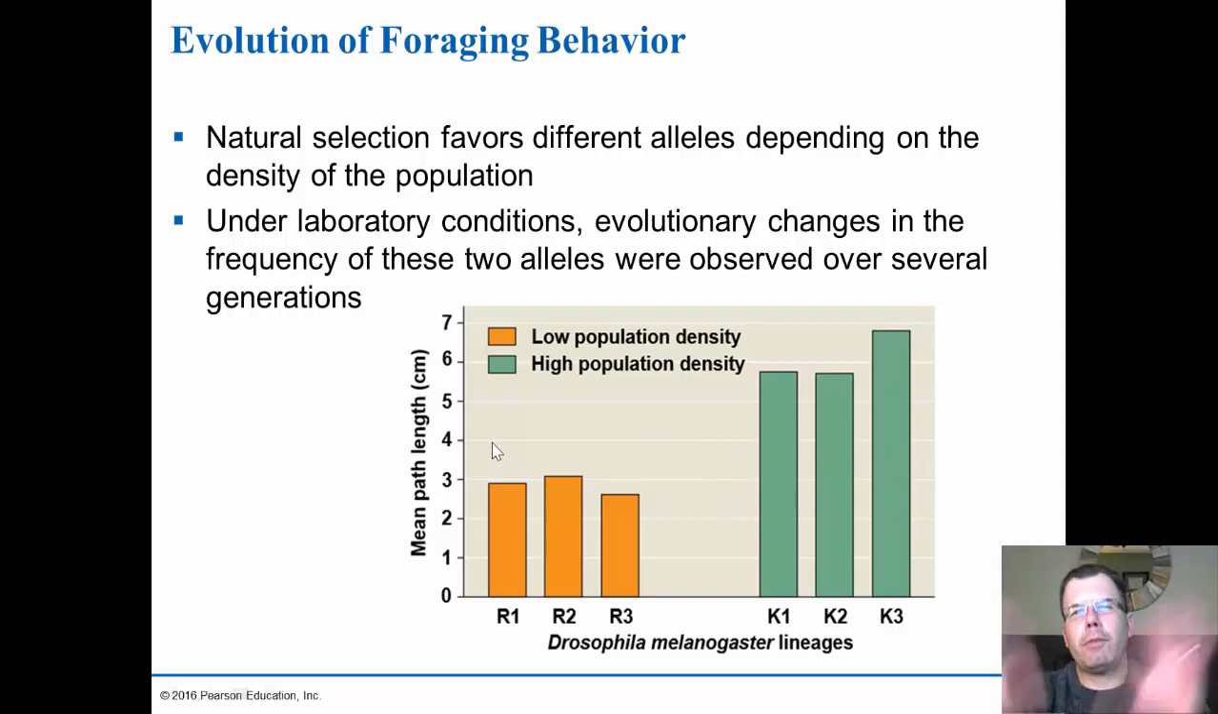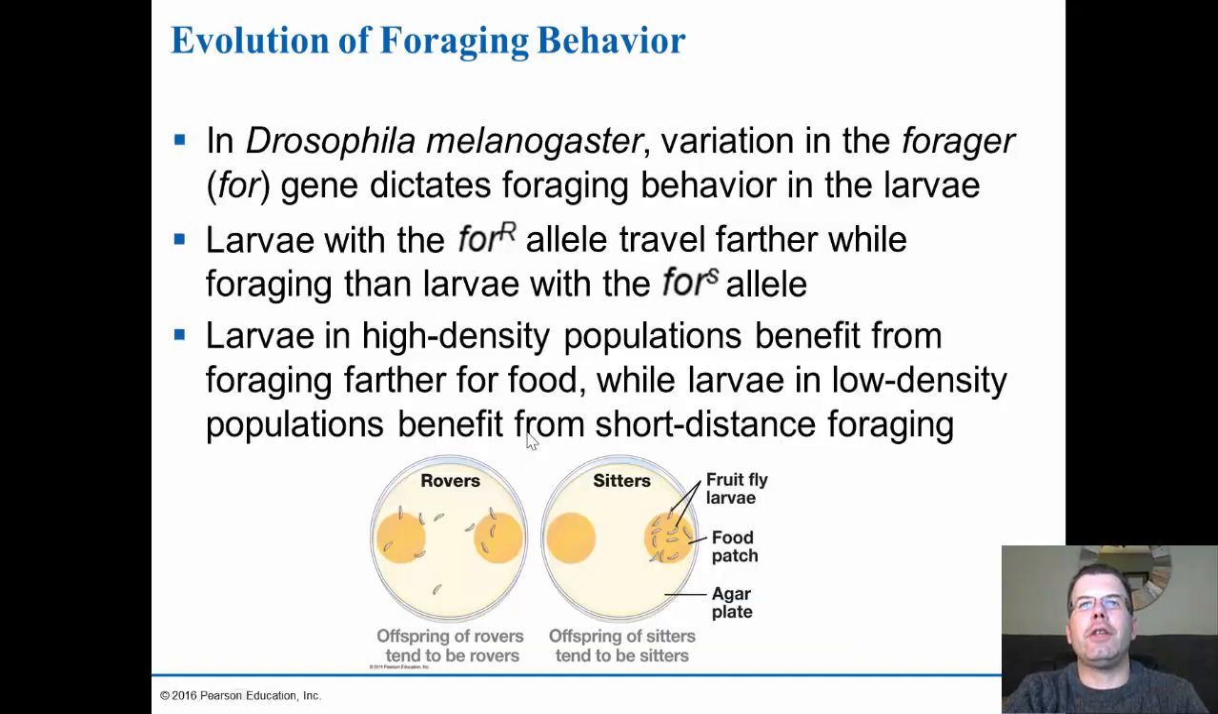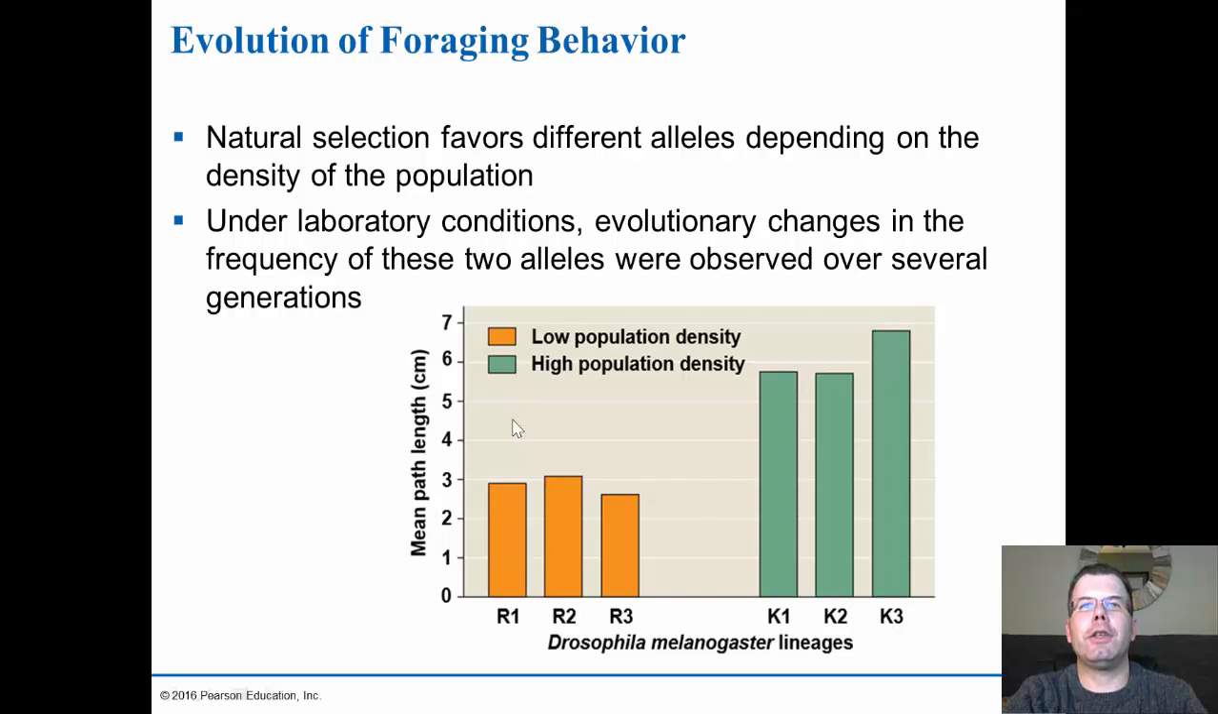So in this case, I'm sorry, I flipped this around. Let's go back to this because I read this wrong. So when they have these genes, the rovers will rove when there are high populations and the sitters will sit in these situations. So what they did was mate these same flies over and over again, but then put them in different population densities.